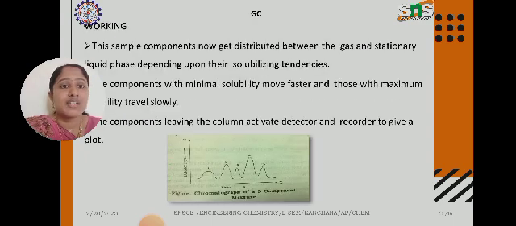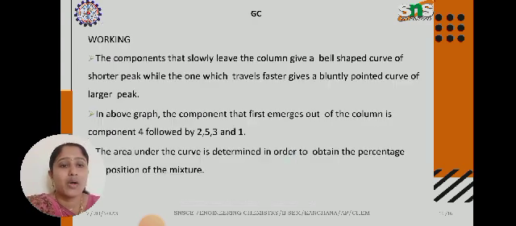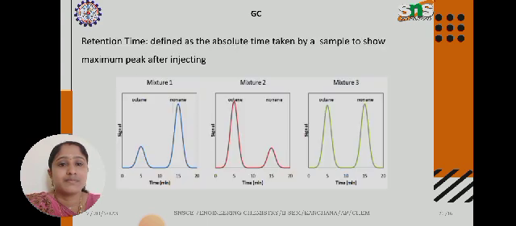Working. Sample components get distributed between the gas and the stationary liquid phase depending upon their solubilizing tendencies. The components with minimal solubility move faster, while those with maximum solubility travel slowly. The components leaving the column activate the detector and recorder to give a plot. Retention time is defined as the absolute time taken by the sample to show its maximum peak after injection.